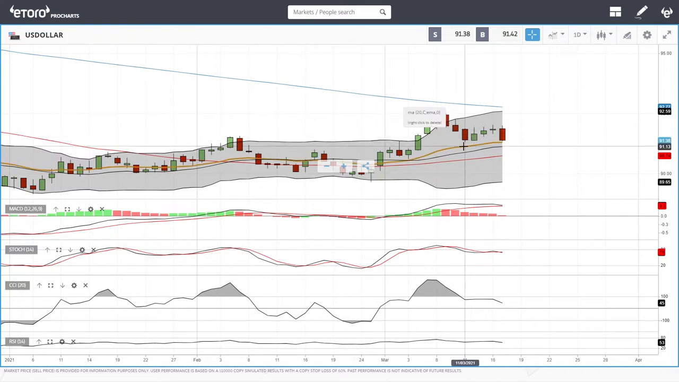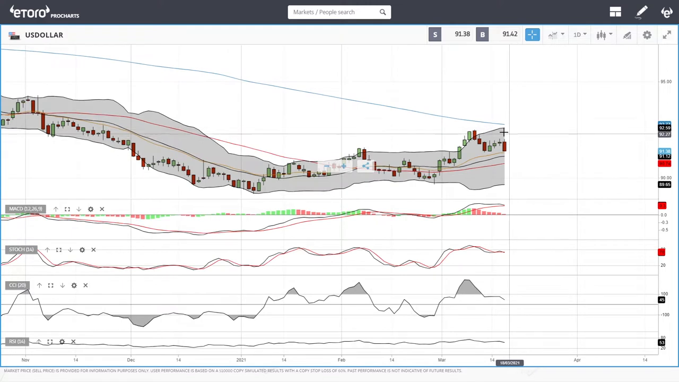We had a rally from the 20 exponential the last three trading days, and today we just fell really hard. Technical indicators are all turning around. However, we did not break the 20 exponential. So we could see a continuation after this, or we can fall towards the 50 moving average for finding major support. But not a really good day for the US dollar index.